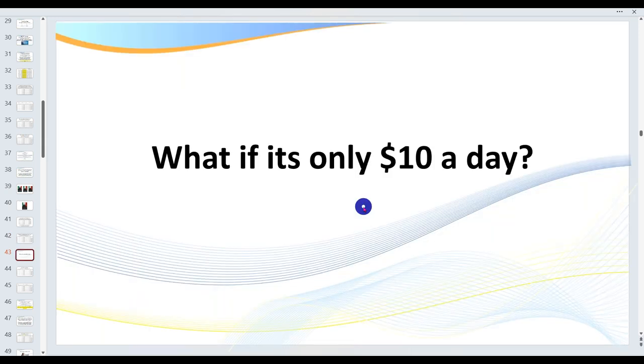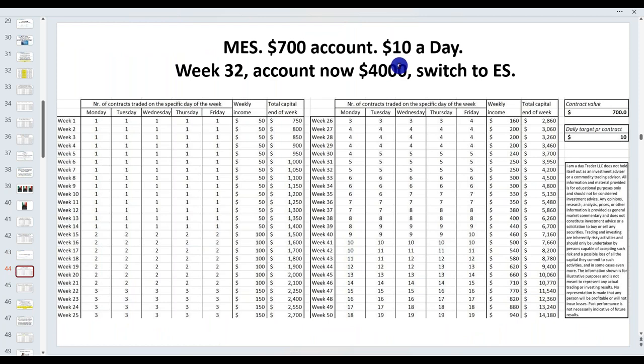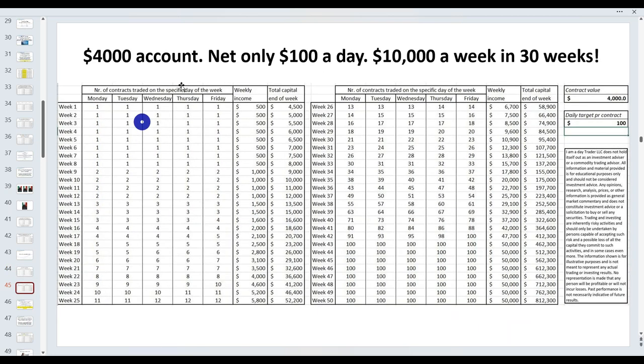So say you came to me as a new trader and you said, look, I've decimated my account a few times, and let's go for just $10 a day. If you go for $10 a day, it's going to take you 32 weeks to go from $700 to $4,000. If you only net $10 a day before you go to the big account, then it's going to be on only $100 a day, you're there in another 30 weeks.